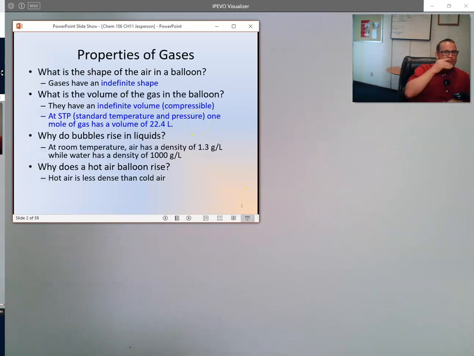So gases take whatever shape you put them into. If I put them into a container shaped like a sphere, they'll take the shape of that sphere. If it's shaped like a cube, they'll fill in all the corners and spread out as far as they can. They're less dense than liquids. Bubbles always rise up out of liquids. We know that hot air balloons rise, so the hotter a gas, the less dense it becomes. So these are some properties of gases that we already know.